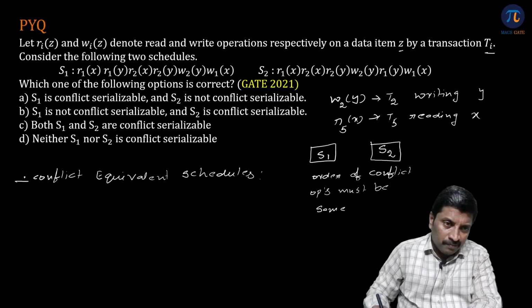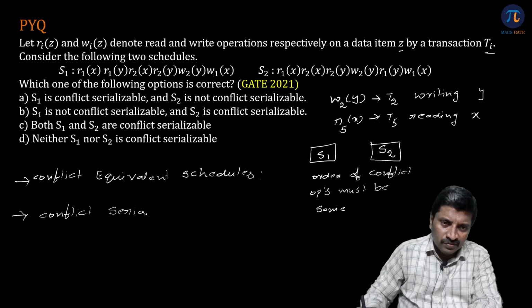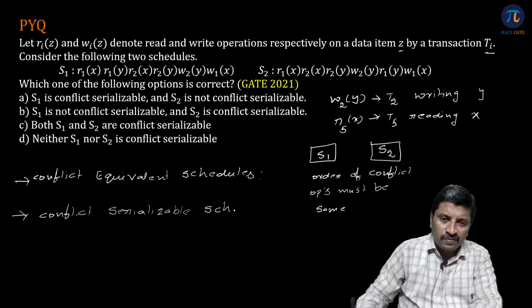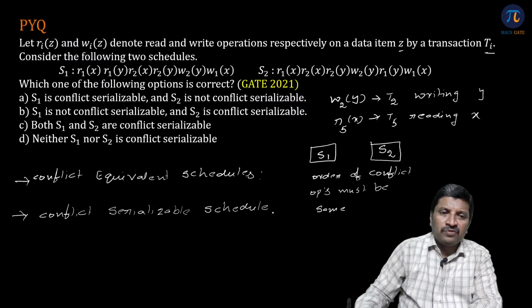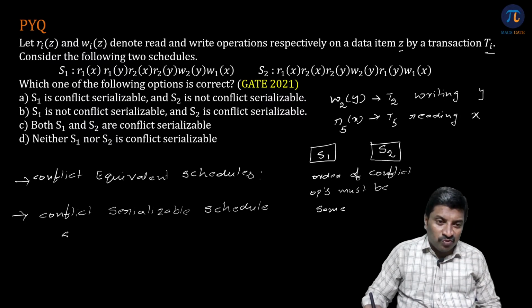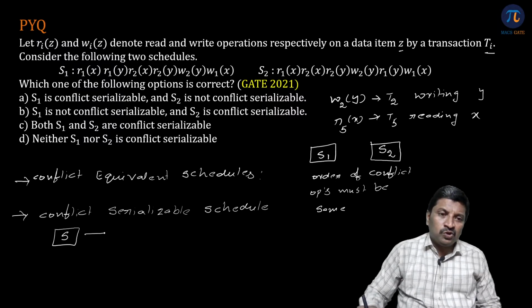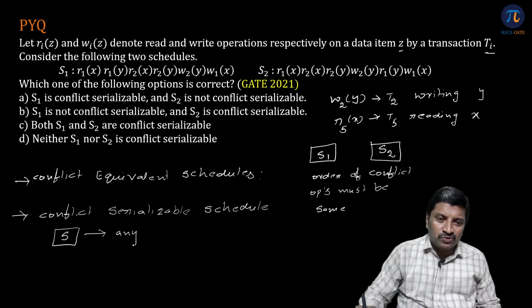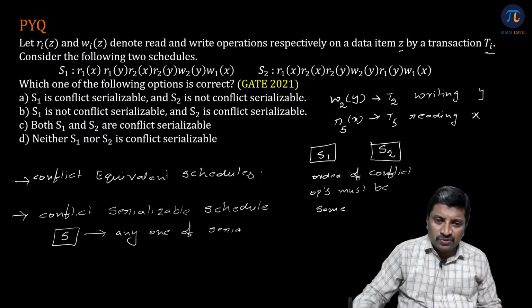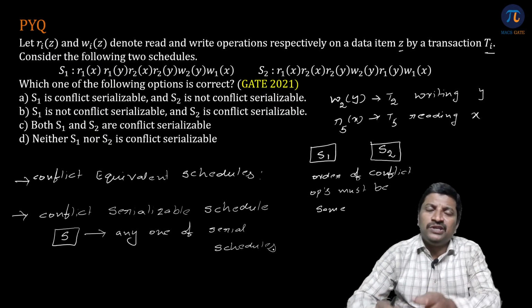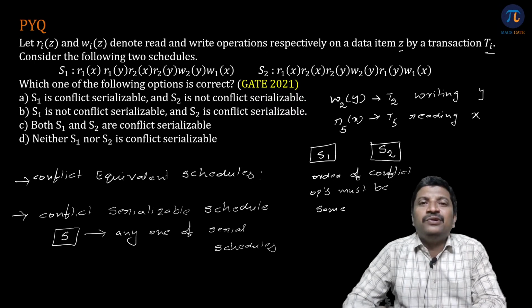But when they ask about conflict serializable schedule, okay, what is conflict serializable? That means they will give only one schedule. This one should be equal to any one of the serial schedules. Any one of the serial schedules. Now the question is, any one, fine. Who is that one, sir? You need to consider each and everything.